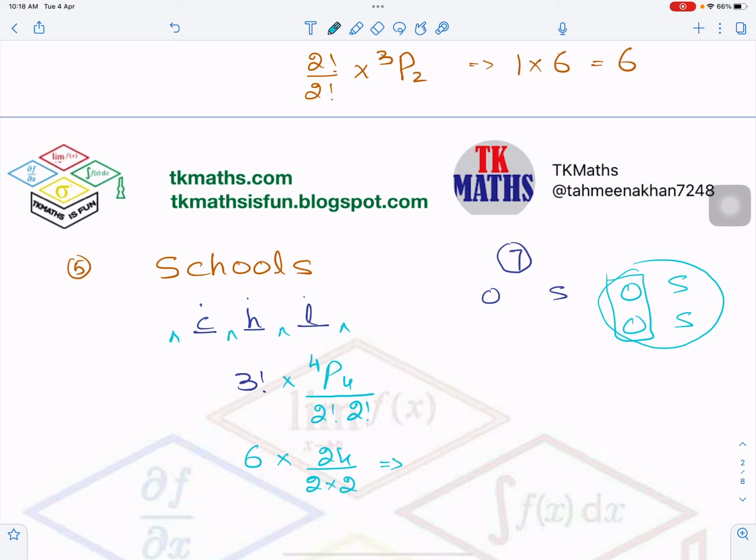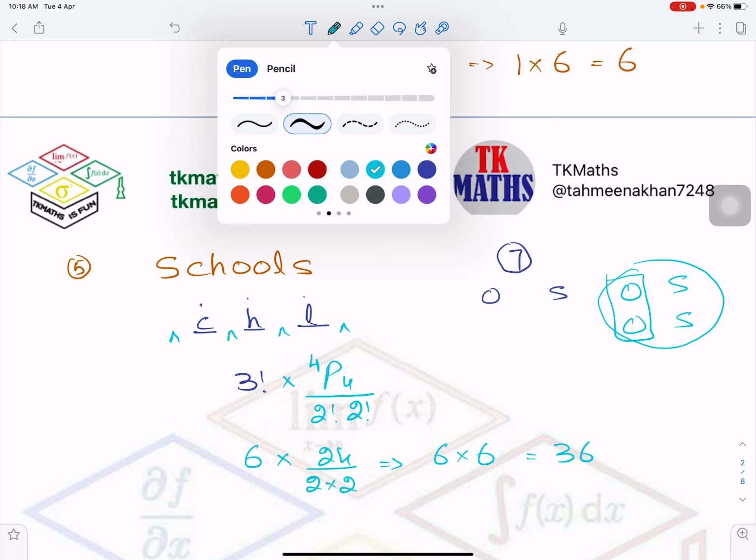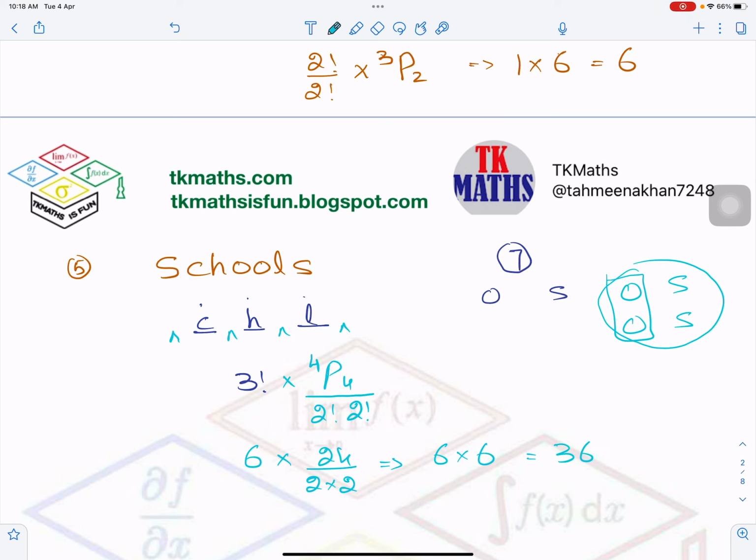And I will tell you the common mistake made by students here. What they do is, straight away, instead of 2 factorial and 2 factorial, they take it as 4 factorial. So please do not make this mistake, because the O's and S's are not all identical. There are 2 O's and 2 S's.